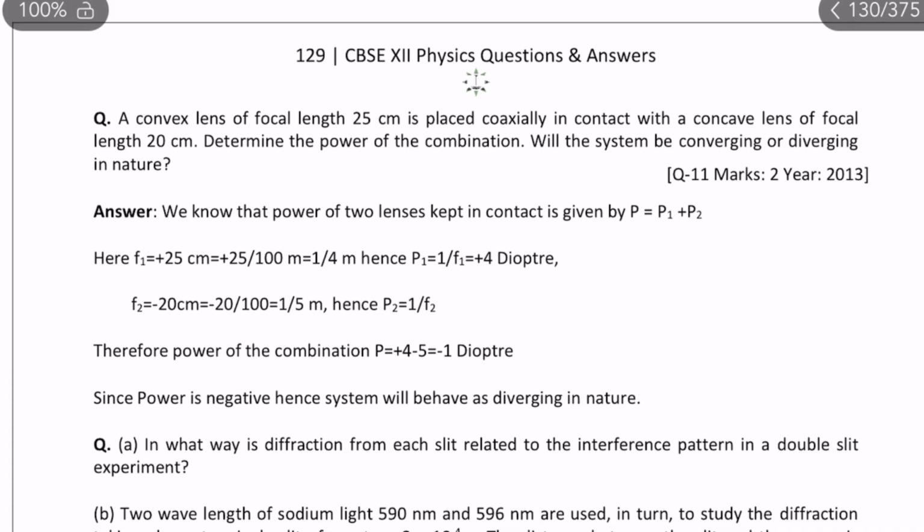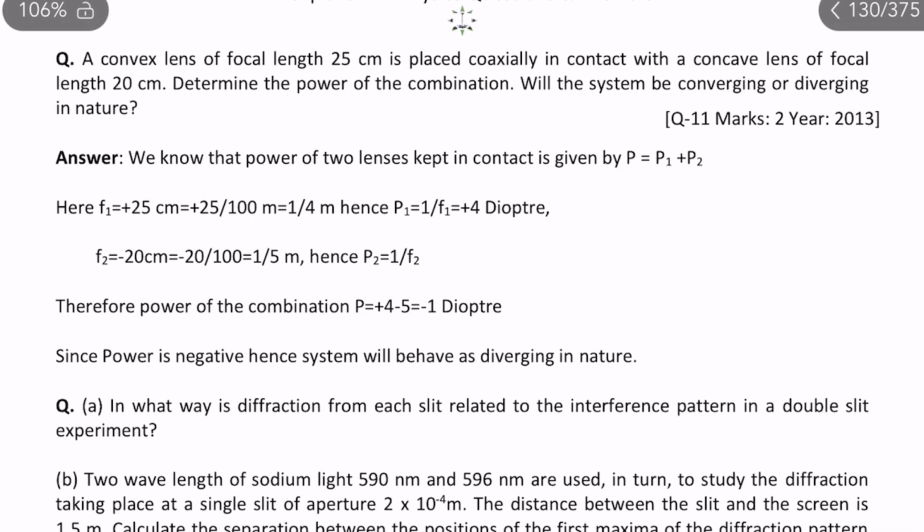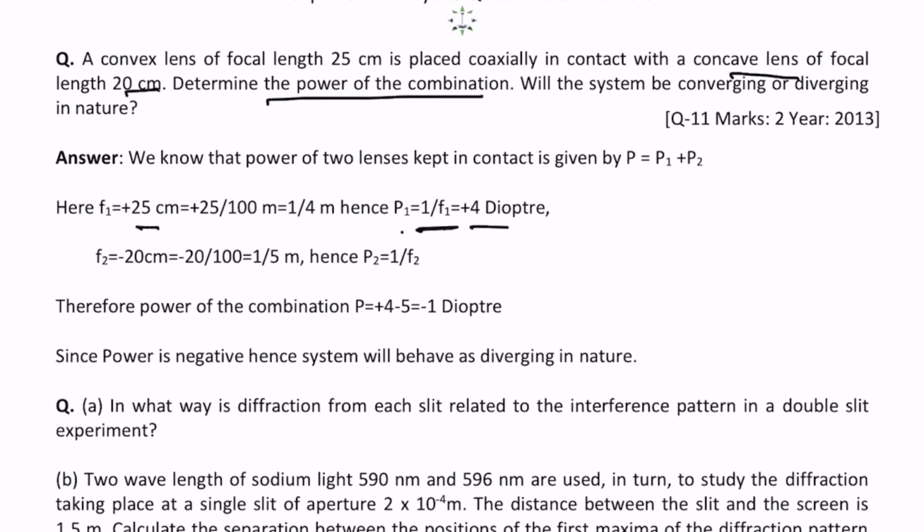A convex lens of focal length 25 cm placed coaxially in contact with a concave lens of focal length 20 cm. Okay, this is a combination of lenses. Will the system be converging or diverging? Let's see. F1 is 25 cm. So power is 1 by F1. 1 by meter is diopter. Okay, so plus 4 diopter is the power.